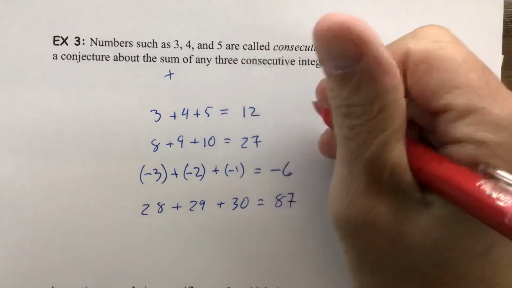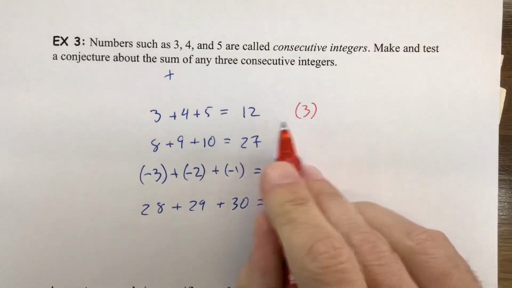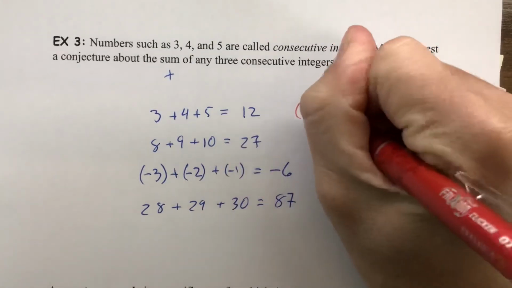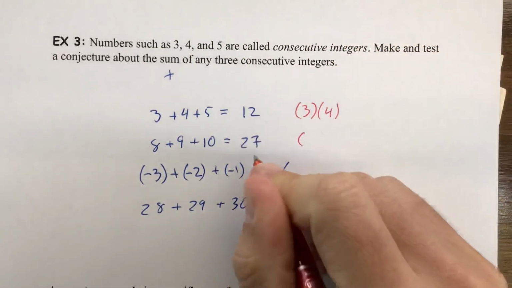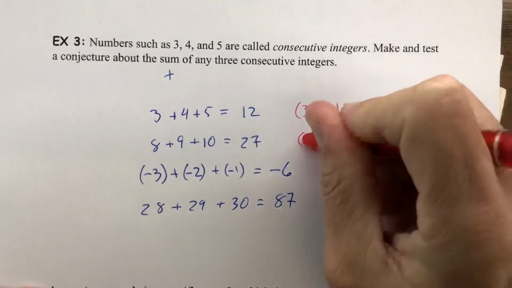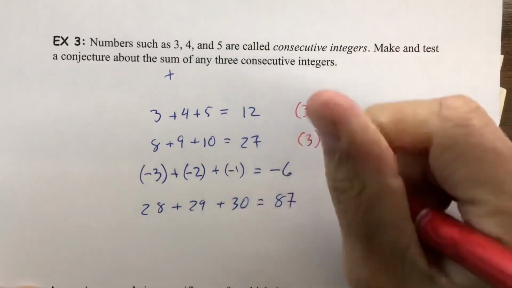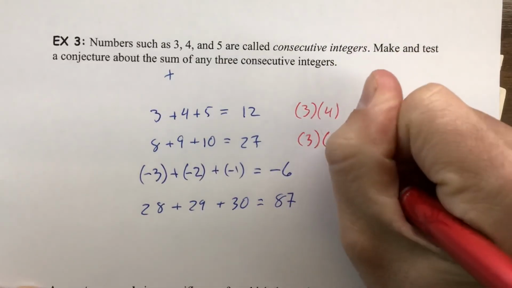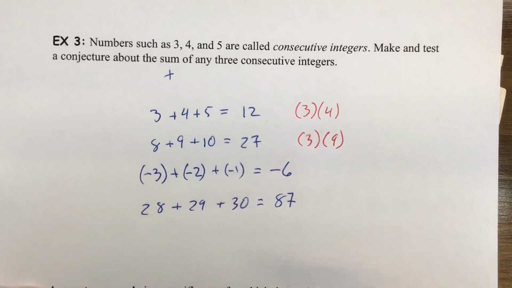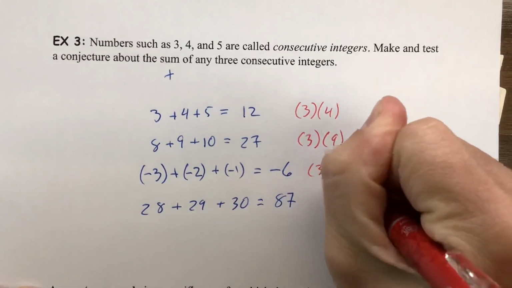Okay, so what is 12 when we think about 3 multiplied by a number? Okay, that would be, well, 12 divided by 3 will give you 4. Okay, and then the next, if I took 27 and divided it by 3, then I would learn that, okay, well, 3 times 9 is what makes that number. Okay, -6 is also divisible by 3, so that could be 3 times -2.